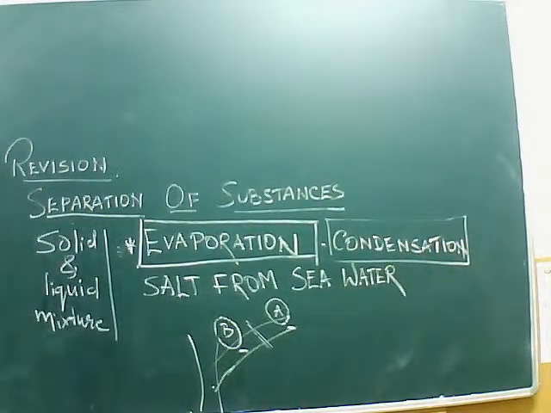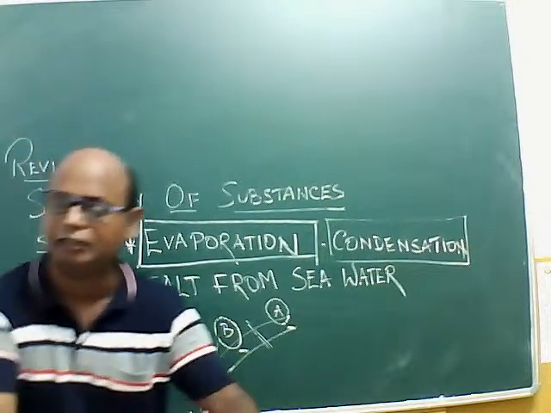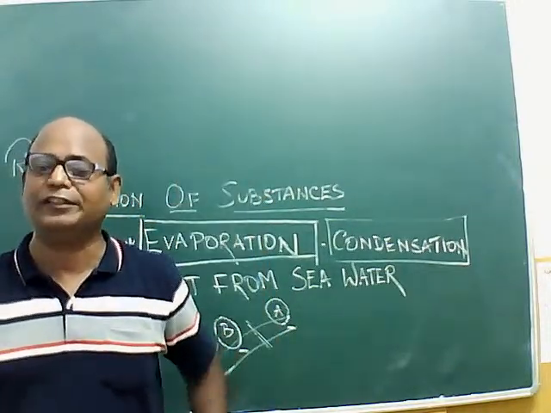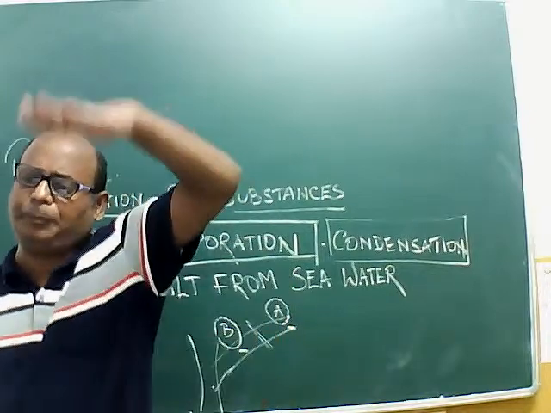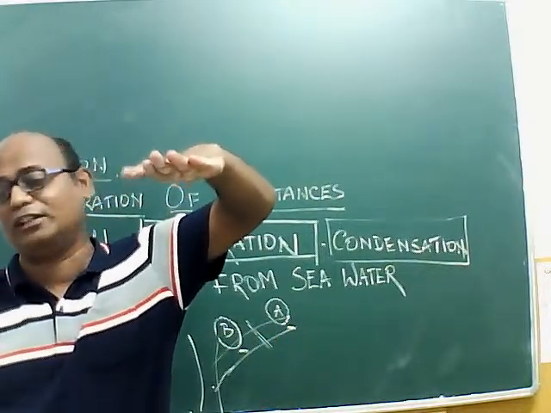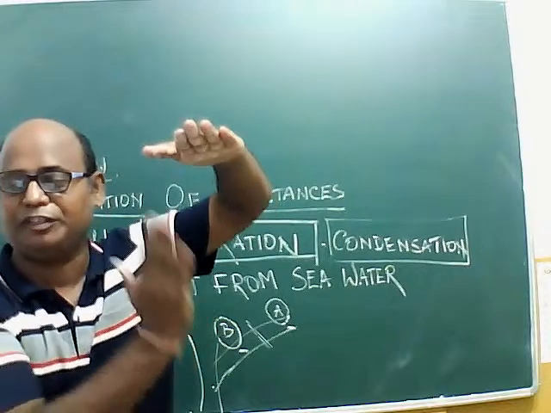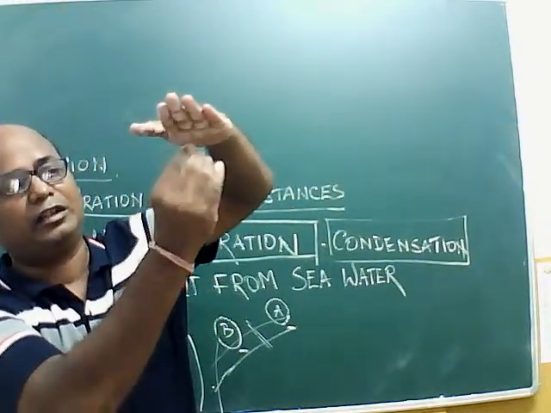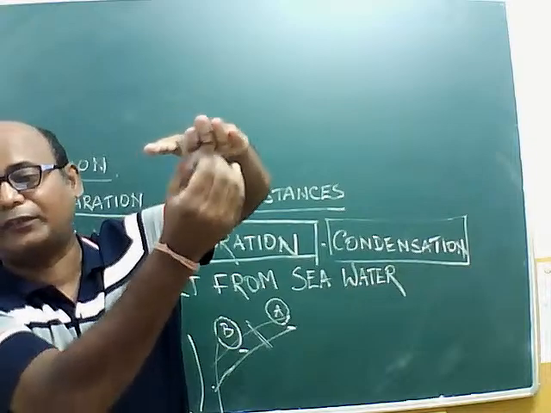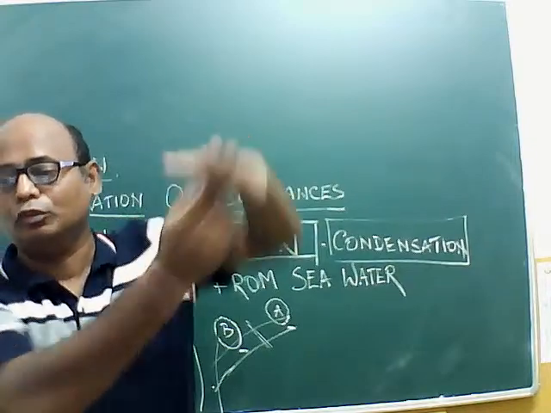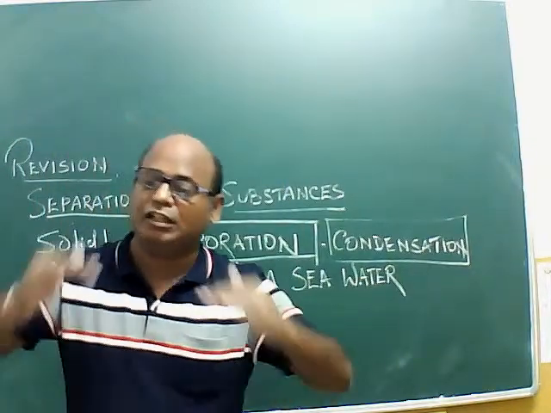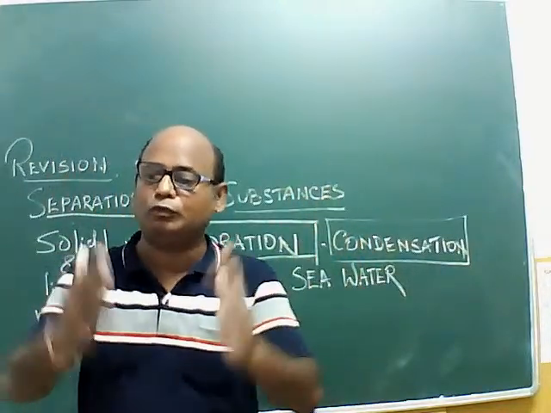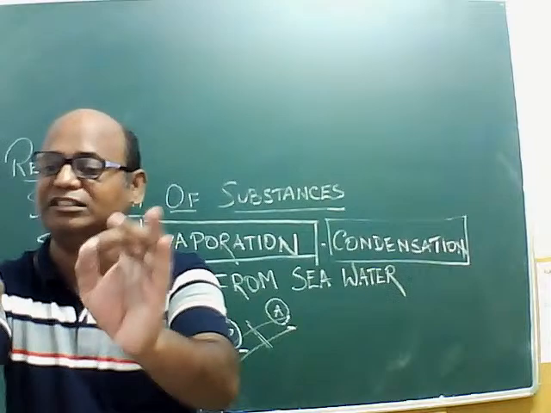Now evaporation you know very well. When we heat the water, water converts into water vapor. Now you do one thing, take one plate and keep it over the water vapor. This water vapor which is rising will touch the plate and it will convert into water droplets. That is, conversion of gaseous state into liquid state on cooling is known as condensation.